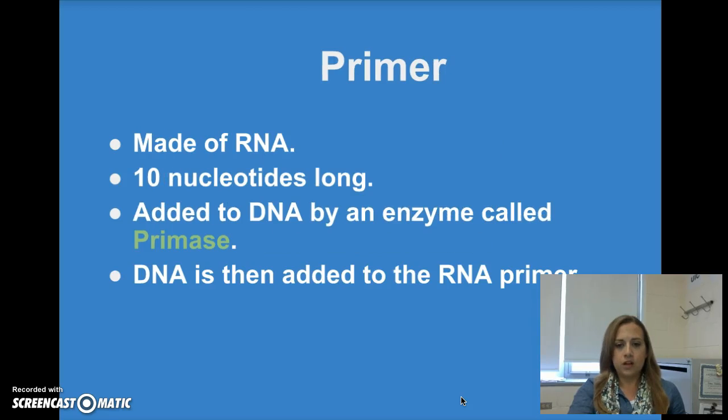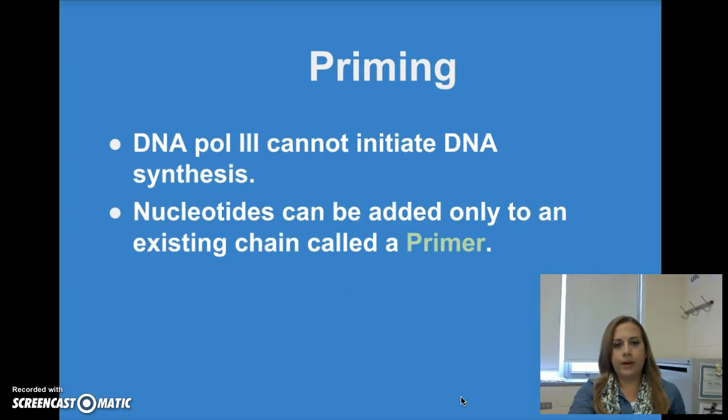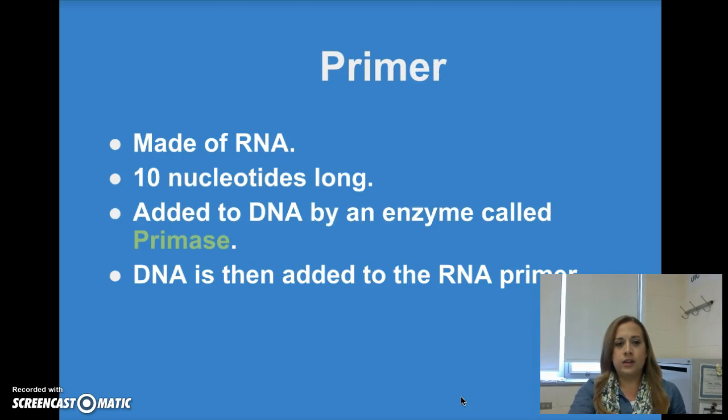Before it can start adding these nucleotides, you need to have a primer. Sort of like painting your house, right? You have to put a primer down if you want the paint to stick. You have to put a primer down here if you want to add the nucleotides to the DNA. So the primer is going to be made of RNA. It's 10 nucleotides long. It's added to DNA by an enzyme called primase.